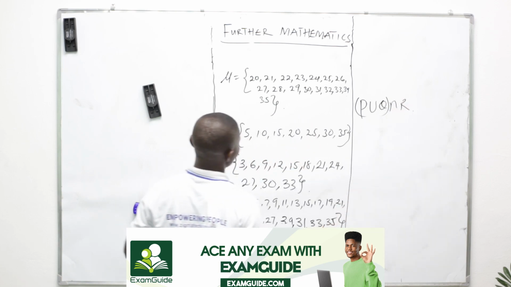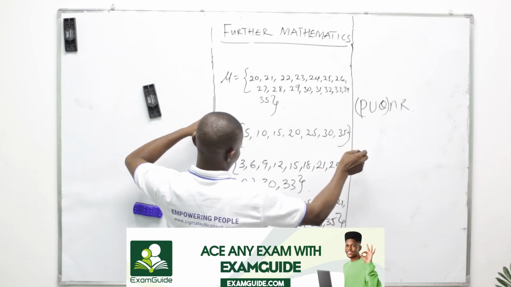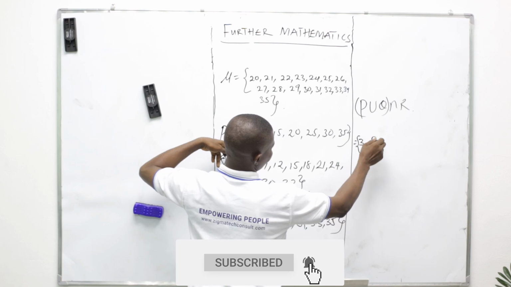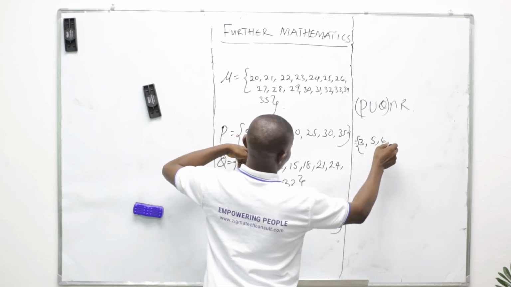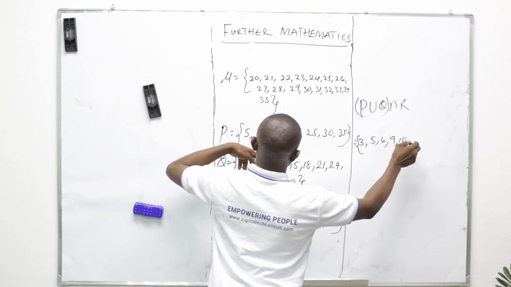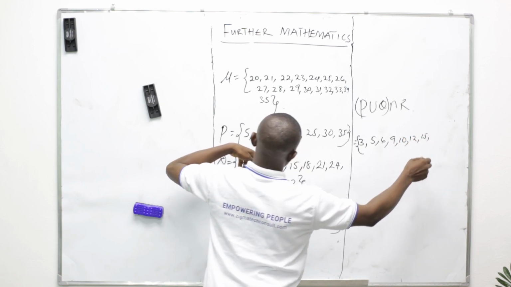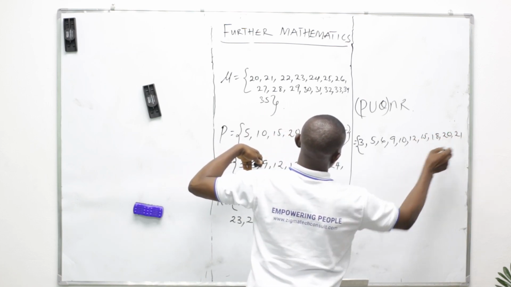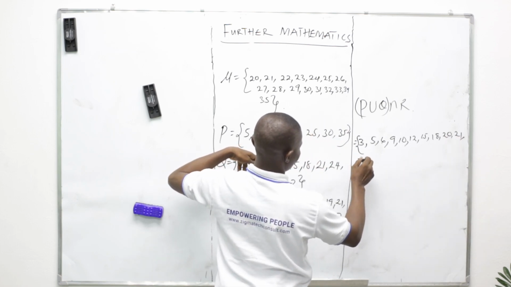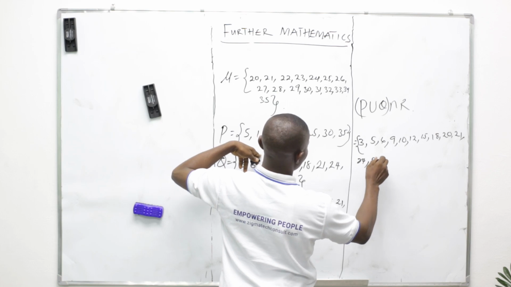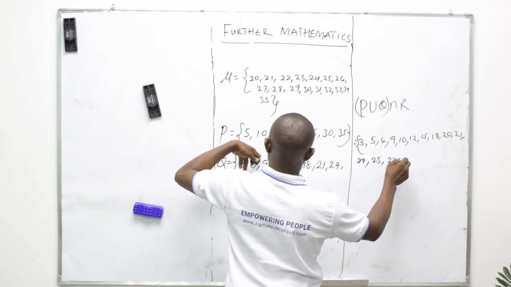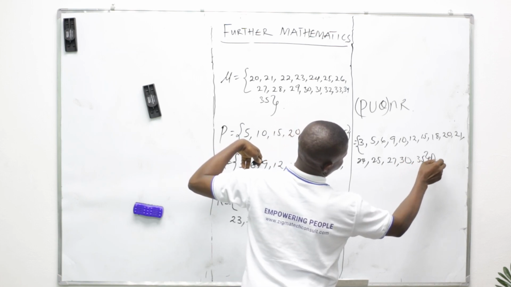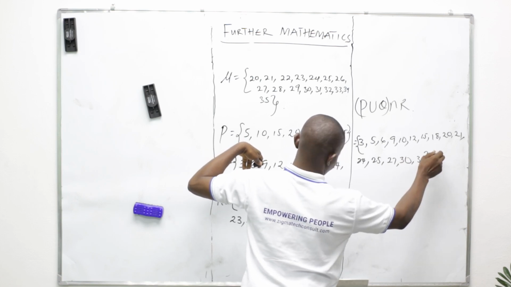intersection R. P union Q will give us 3, 5, 6, 9, 10, 12, 15, 18, 20, 21, 24, 25, 27, 30, 35. Then intersection R.